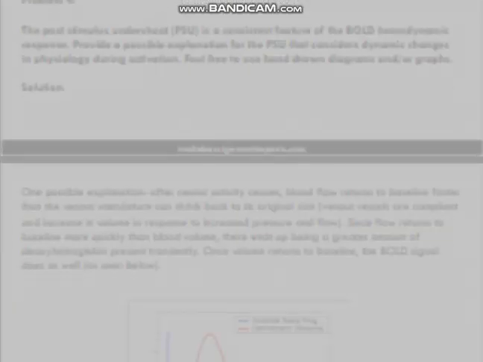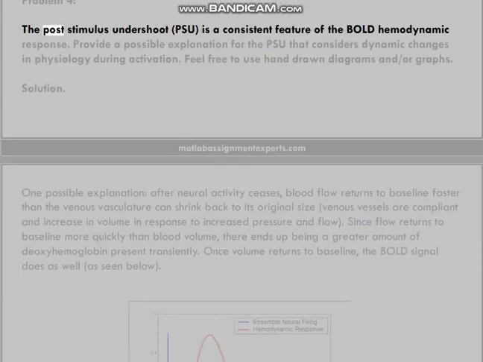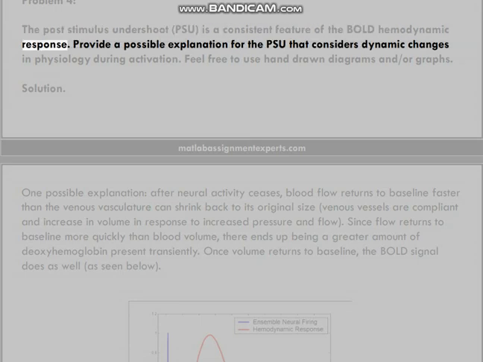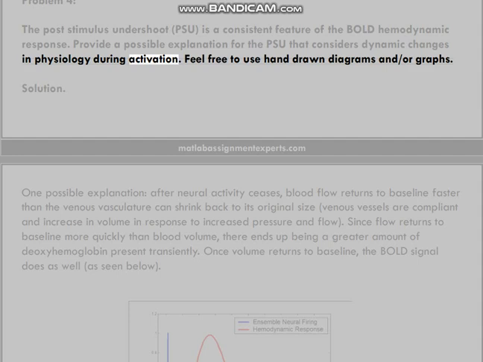Problem 4. The post-stimulus undershoot, PSU, is a consistent feature of the BOLD hemodynamic response. Provide a possible explanation for the PSU that considers dynamic changes in physiology during activation. Feel free to use hand-drawn diagrams and/or graphs. Solution.